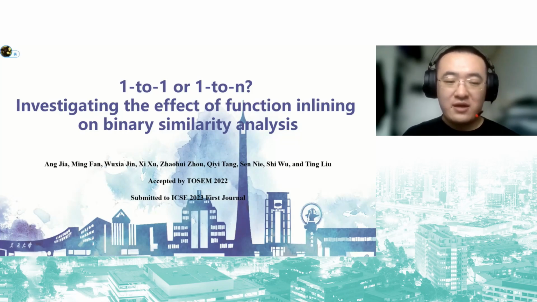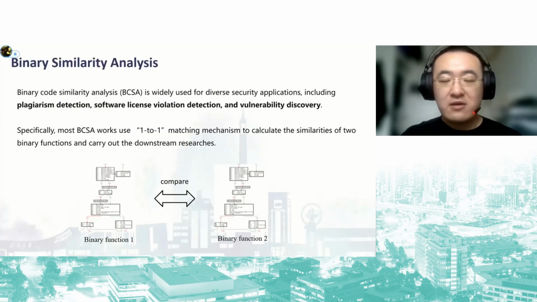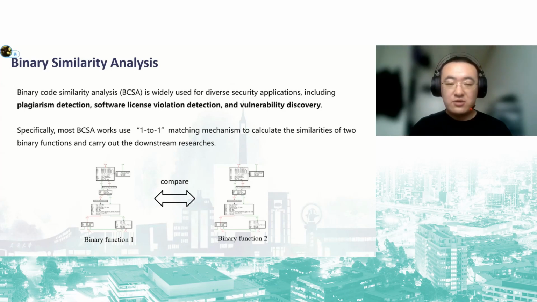Hello everyone. My name is Zhang. Here I will briefly introduce our paper, 1-to-1 or 1-to-n, investigating the effect of function inlining on binary similarity analysis. Binary code similarity analysis is widely used for device security applications, including plagiarism detection, software license violation detection, and vulnerability discovery. And especially, most ICSE works use a 1-to-1 matching algorithm to calculate the similarities of two binary functions and carry out the downstream researches.